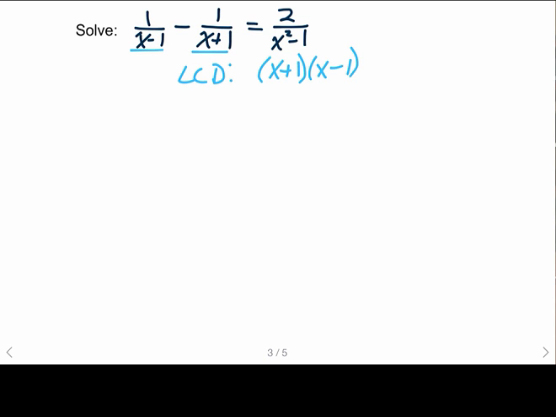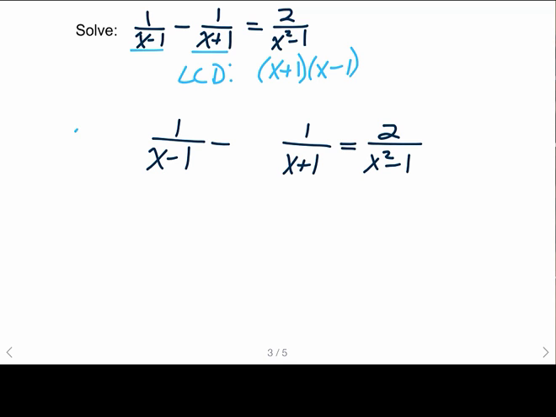In keeping with what we've done, I'm going to rewrite this with room for the least common denominator for all the terms. And so for the first term, we have x plus 1 times x minus 1 times 1 over x minus 1. Then we have minus x plus 1 times x minus 1 times 1 over x plus 1. And on the right-hand side, since we have 2 over x squared minus 1, which is the least common denominator, I'm just going to multiply the right-hand side by x squared minus 1. In each term, we have something that's going to divide out.